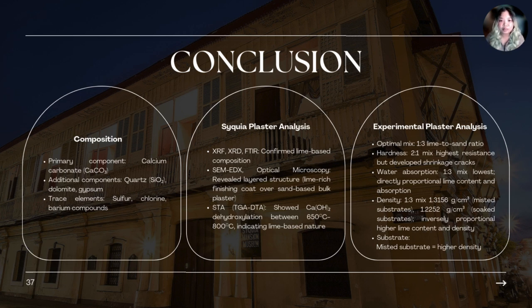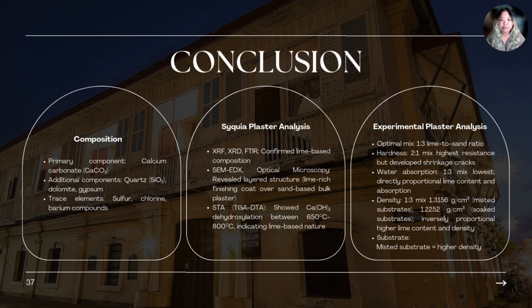Porosity and density testing confirmed that higher lime content had increased water absorption and reduced density, with the 1:3 mix demonstrating the lowest absorption rates at 9.09 to 10.90%, and satisfactory density values at 1.3156 grams per cubic centimeter for misted substrates and 1.2252 grams per cubic centimeter for soaked ones. The curing process played a critical role, with misted substrates yielding higher densities.